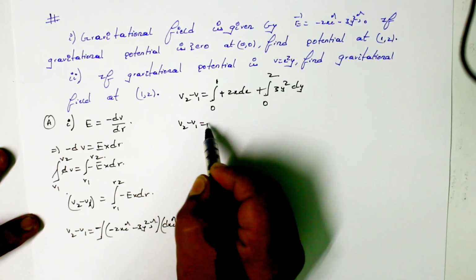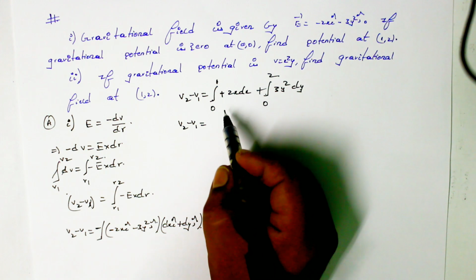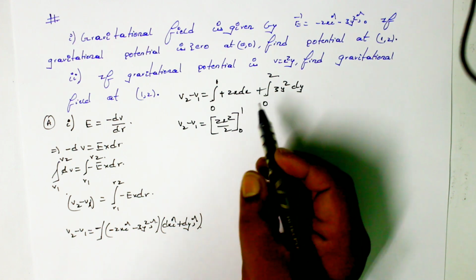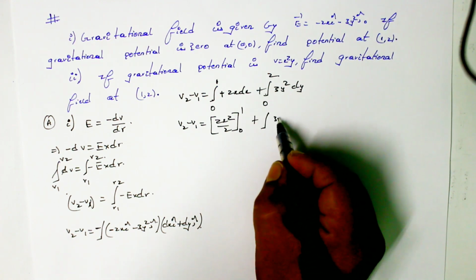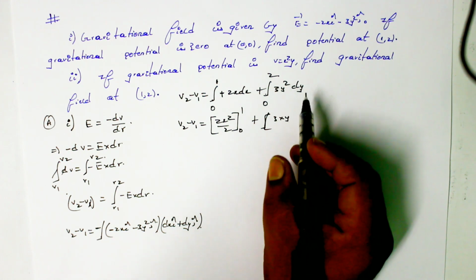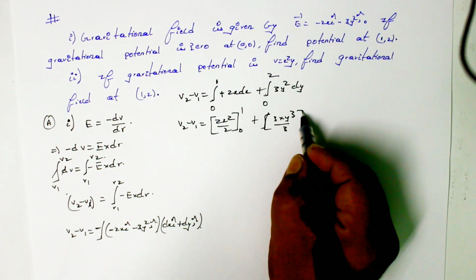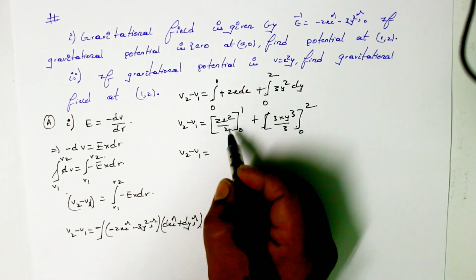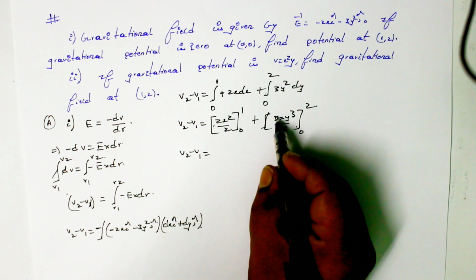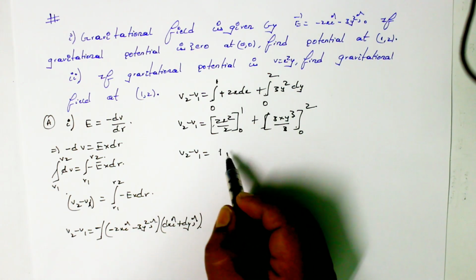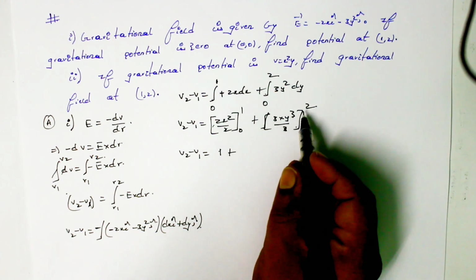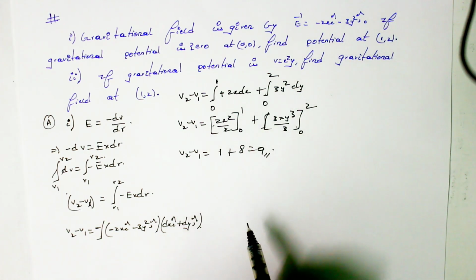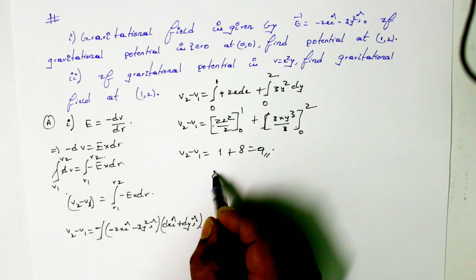So V2 - V1 = integration of 2x is 2x²/2, and limits are applied from 0 to 1. Integration of 3 into y², integration of y² is y³/3, so 3y³/3, and limits are applied from 0 to 2 here. So 2 gets cancelled, here 3 and 3 get cancelled, so 1 plus 2 cube is 8 here, so 9 should be our answer for change in potential. Now let us see the second question.